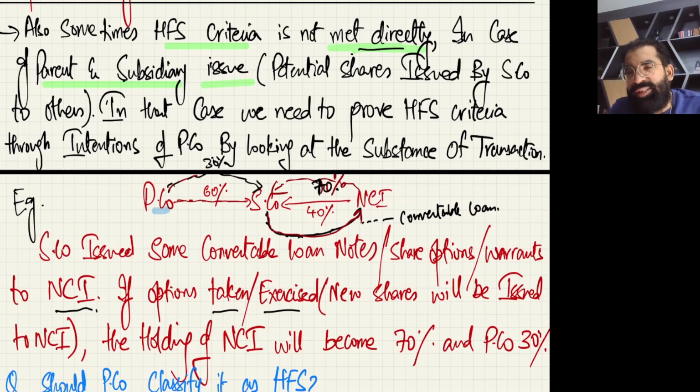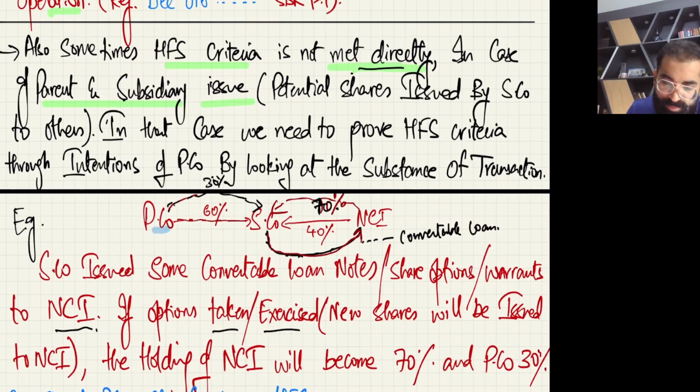So now will this subsidiary be classified as held for sale? Yes, it will be classified as held for sale. Why? Let me give you the logic. Let's read the paragraph first. If sometimes the HFS criteria is not met directly, in case of a parent and subsidiary issue, potential shares means these convertible loan notes, potential shares issued by S company to others, in that case we need to prove the HFS criteria through the intentions of P company by looking at the substance of the transaction.